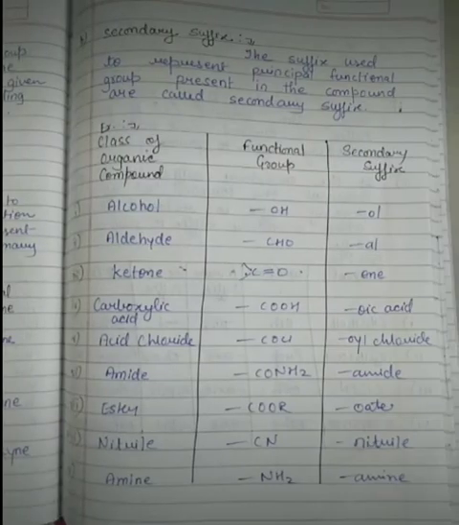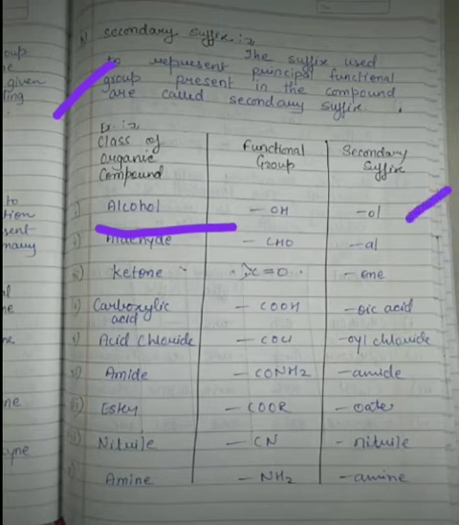Now students, let's talk about the secondary suffix. The suffix is used to represent the principal functional group present in the compound. So you have to use this for the principal functional group. Okay, what are the principal functional groups? Suppose we are taking the condition of alcohol. For functional groups, I have earlier also told you OH is assumed as ol, CHO is al, CO is one, COOH is oic acid, COCl is oyl chloride, and so many.